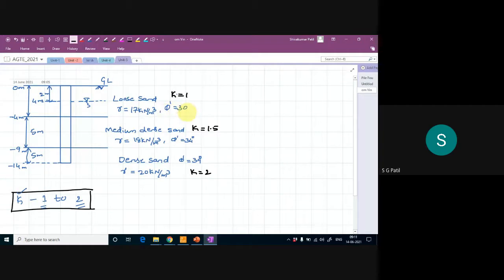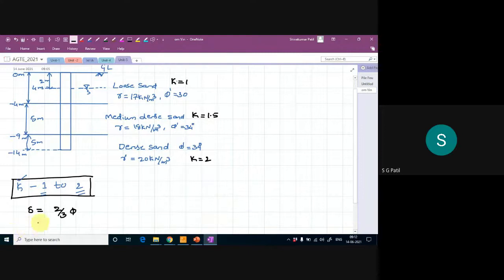Sometimes some researchers suggest you can take delta as 2/3 of the phi value for these driven piles, and for cast-in-situ piles you take delta equal to phi value. Some researchers will tell like this, but IS 2911 will tell you to always take delta equal to phi value. Anyway, I will take delta equal to phi value. But even if you calculate with 2/3 of phi value, it is also fine.